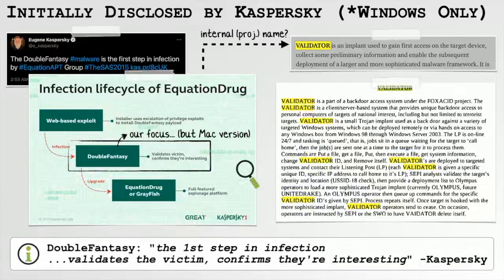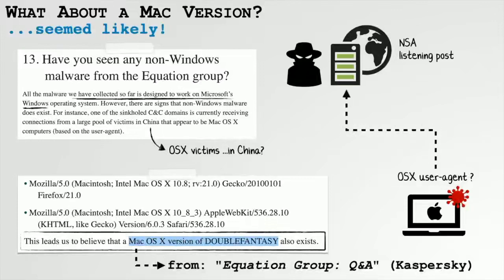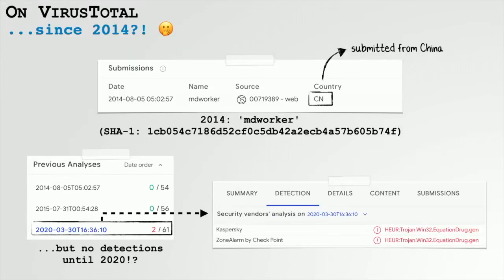I do also want to point out that their analysis focused on the Windows-specific variant. At the time of the analysis, Kaspersky did not have access to a Mac version of this implant. However, they were able to sinkhole various command and control servers that the malware was beaconing back to, and they did see macOS user agent strings, which led them to believe, as they articulated in the research on the slide, that yes, indeed, a Mac variant existed somewhere in China. Turns out a macOS version of DoubleFantasy had been submitted to VirusTotal all the way back in 2014.